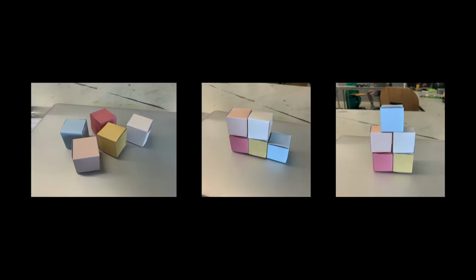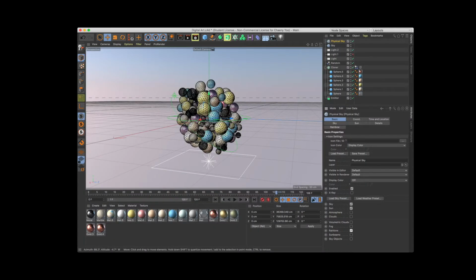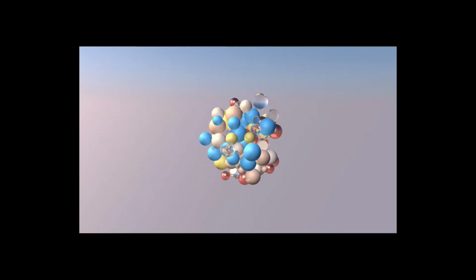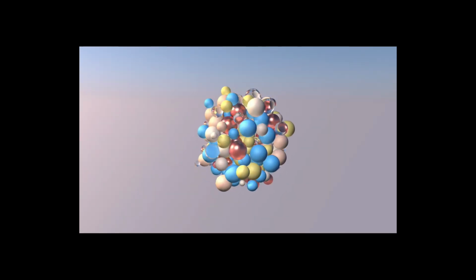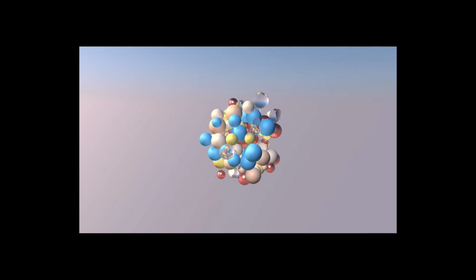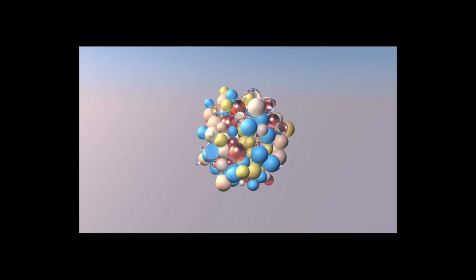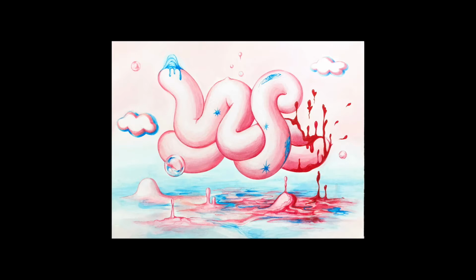I tried some experiments physically and also digitally. This was inspired by the corner box, and I also used some animations. But those are not what I aimed for.